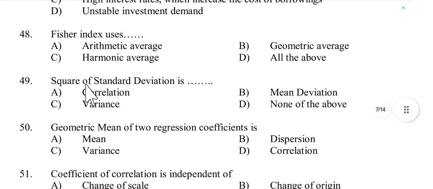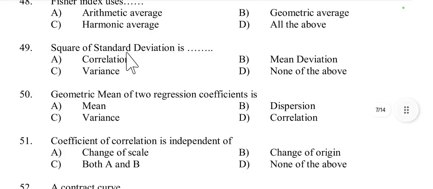Then question number 48. Does the Fisher index use arithmetic average, geometric average, harmonic average, or all of these? You know that Fisher's index is the combination of both Laspeyres and Paasche's indices, the root of the product of both. So it uses the geometric average of the Laspeyres and Paasche methods. So option B is right here. Geometric average means root value.